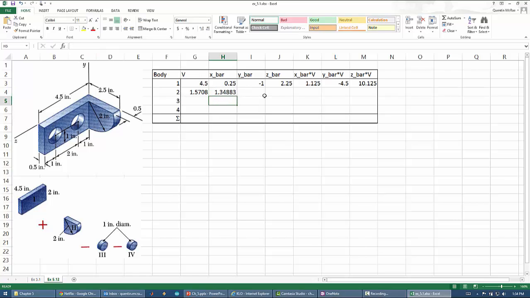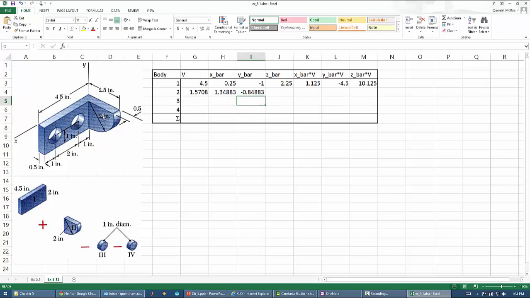What about our y bar? Well, our y bar is in this direction, so it's going to be minus, and it's again 4r over 3 pi, but this time it's flush with that thing, so we don't actually have to offset it by the 0.5. So minus 4 times r, which is 2, divided by parentheses 3 times pi.